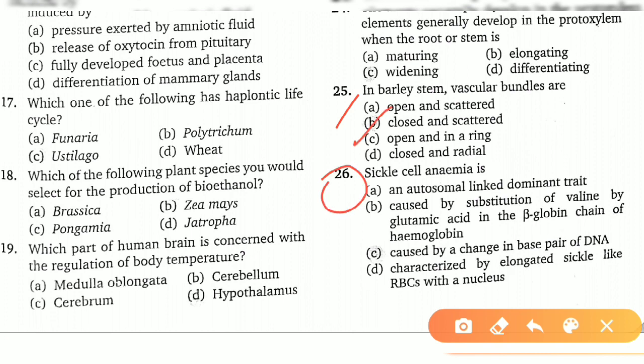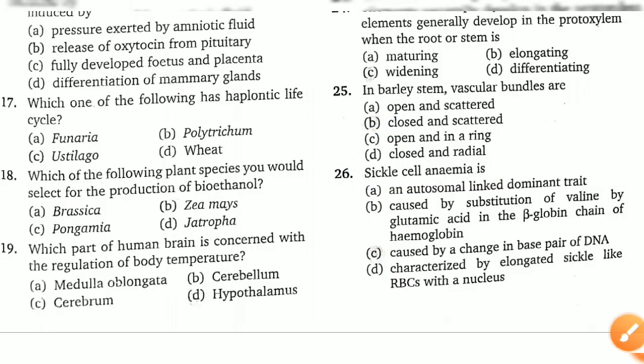Now 26th question. Sickle cell anemia is an autosomal linked recessive trait caused by substitution of glutamic acid by valine in the beta globin chain of hemoglobin, caused by a change in the base pair of DNA. It results in elongated sickle-shaped RBCs with a nucleus. So the answer is caused by change in a base pair of DNA.